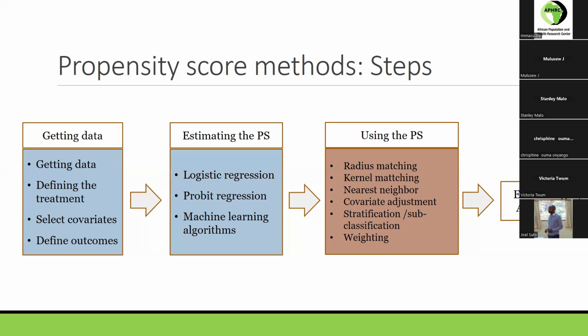Or you use stratification, covariate adjustment, or weighting. They all have both advantages and disadvantages. And then you estimate the average treatment effect or the average treatment effect among the treated units.